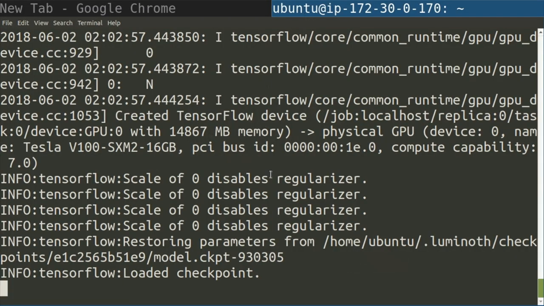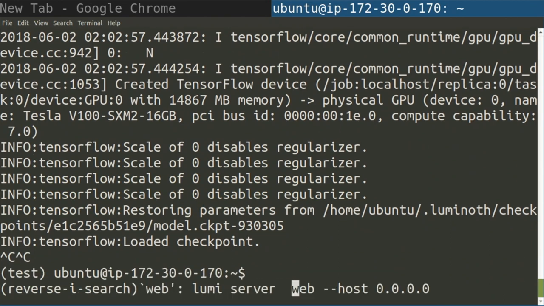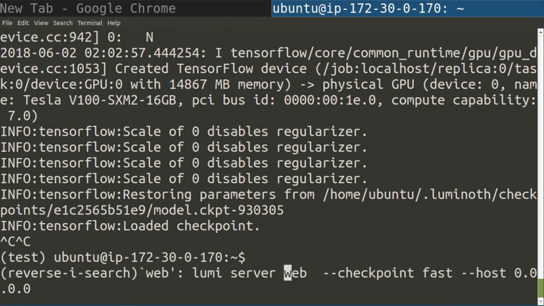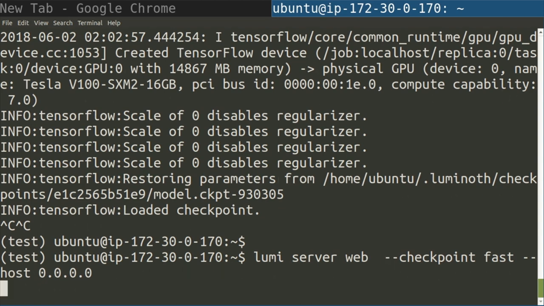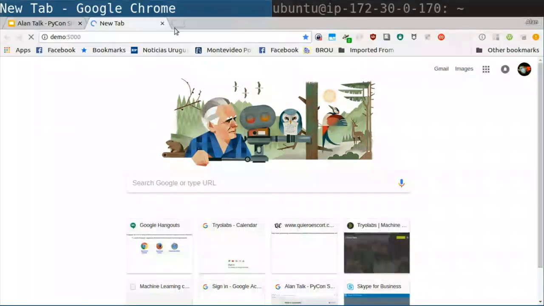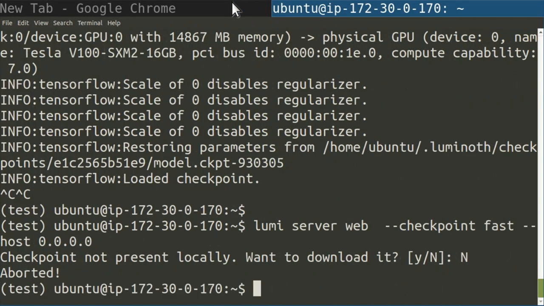Okay, for some reason it's not working. Let me see. Yeah, I did it right. Maybe port 5000 isn't open in this network. It should be. No, I should use accurate.